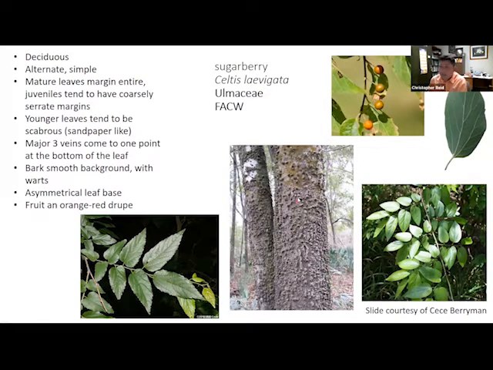Bark is, of course, really unique. It's got some similarity to red maple in being kind of a medium gray and a smooth background anyway, but to varying degrees, you're always going to have these little corky warts on it. So all simple, deciduous. The fruit's kind of an orangey red drupe. Some other distinctive features: there's a little bit of asymmetry to the base here. It's bulging out on that side, and it doesn't quite come down as far on the petiole on that side. So asymmetrical leaf base.